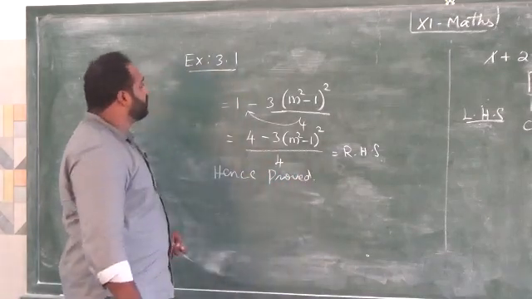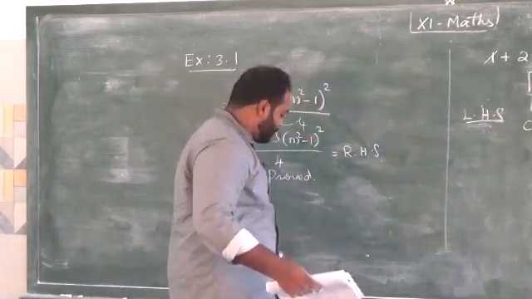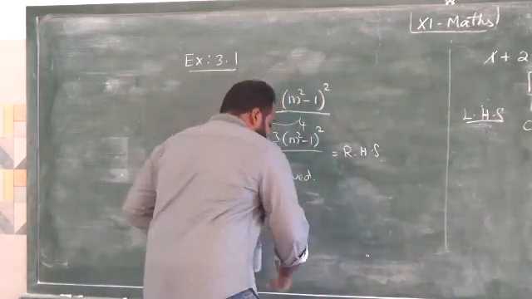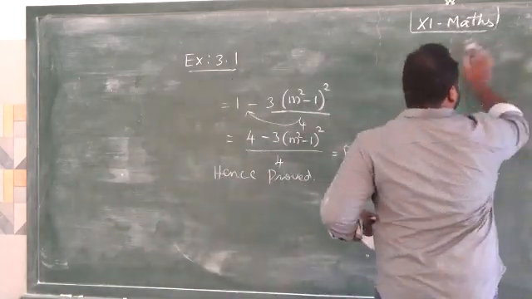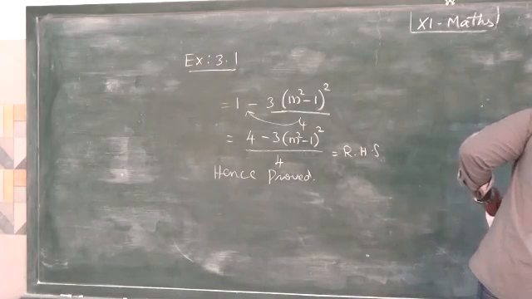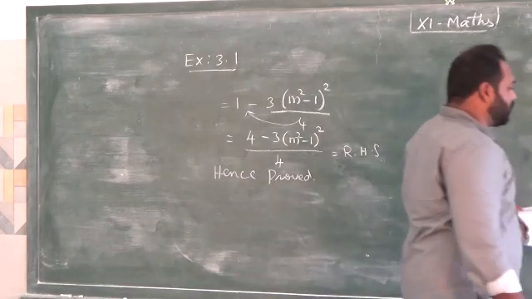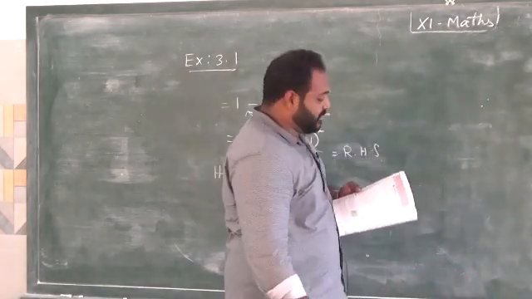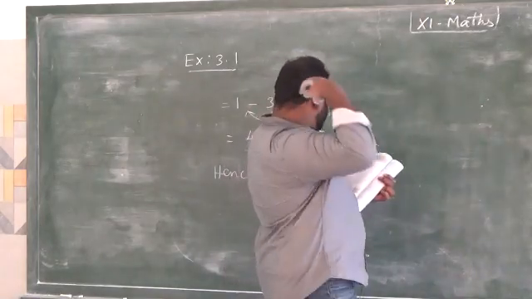So problem number 4 is over. Next, problem number 5. Here we are going to do LHS equal to RHS. Using the given conditions, we are going to do the question, I mean, prove the given answer.